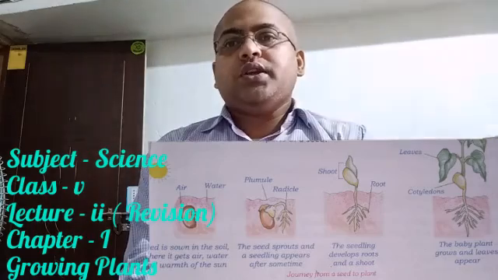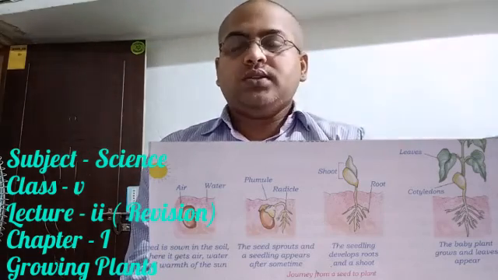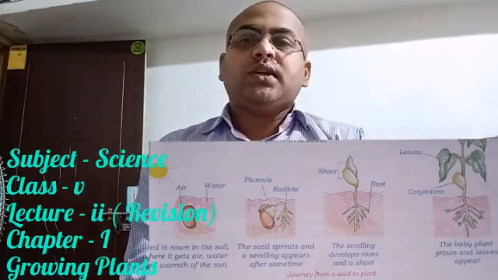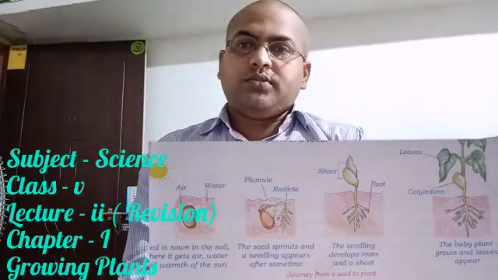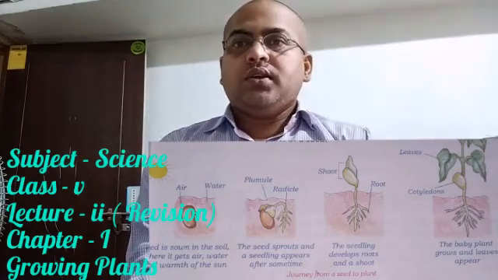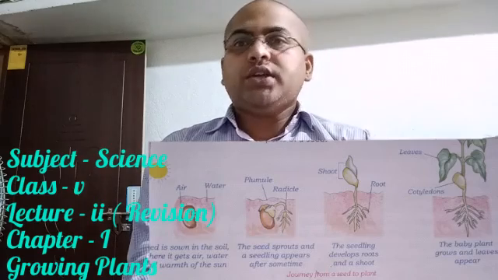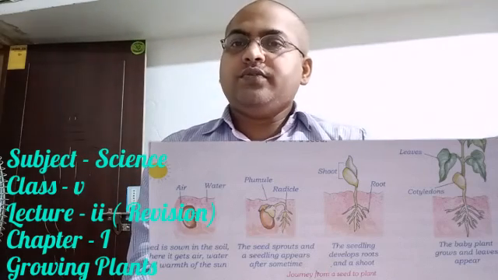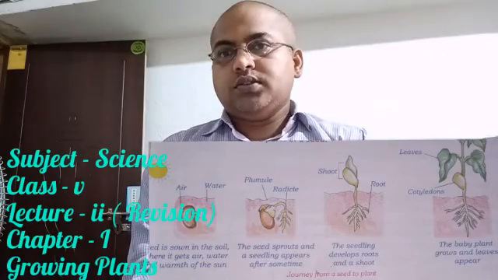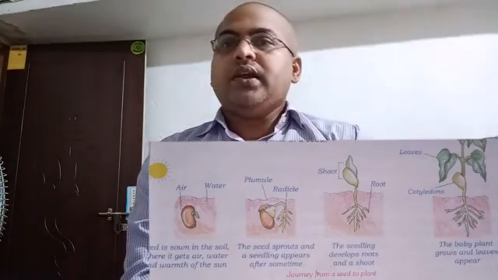Today, in this video lecture, we will discuss the question answers of chapter 1, that is growing plants. In the previous lecture, we had discussed the summary of chapter 1 because revision is going on. Now today we are going to discuss the question answers. First the objective, then we will discuss the short and long question answers. So let's begin. Question A is choose the correct answer.